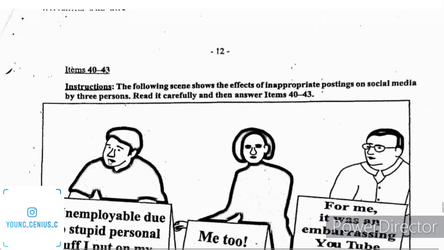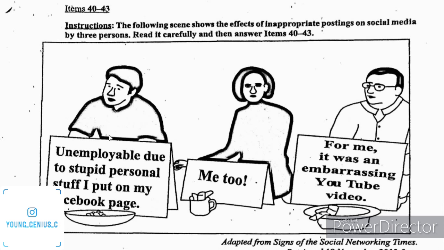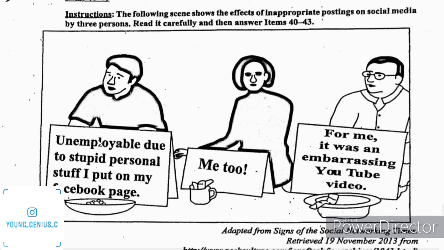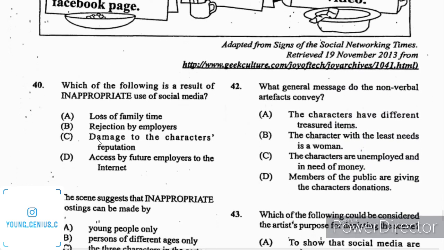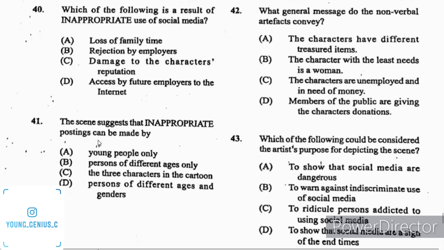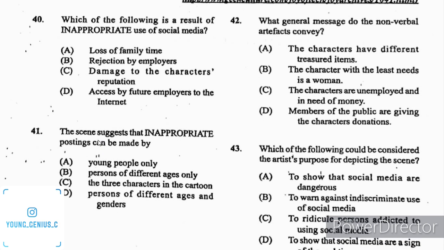Is there any up top? No, I'm going down now. So number 40, that's where we are. Now the following scene shows the effects of inappropriate postings on social media by 3 persons. Read it carefully, then answer items 40 to 43. "Unemployable due to stupid personal stuff I put on my Facebook page." This woman says, "me too." And this man's card says, "for me, it was an embarrassing YouTube video." You know, some people be clowning.